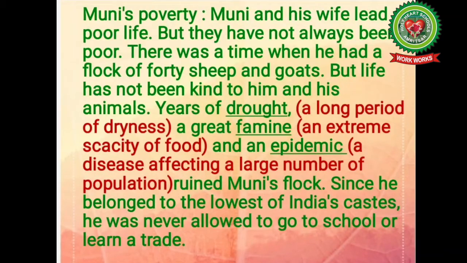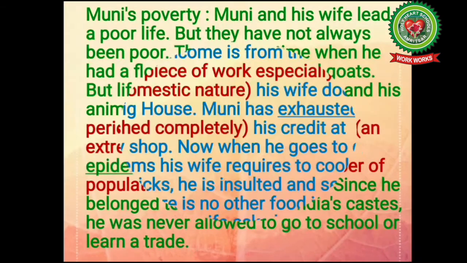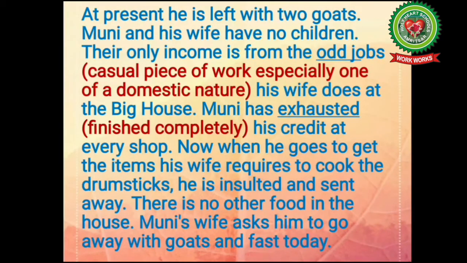Years of drought, a great famine, and an epidemic ruined his flock. Moreover, he belonged to the lowest of India's castes. Hence, he wasn't sent to school and he wasn't allowed to learn a trade. At present, he is left with 2 goats. Muni and his wife have no children. Their only income is from the odd jobs his wife does at the big house.